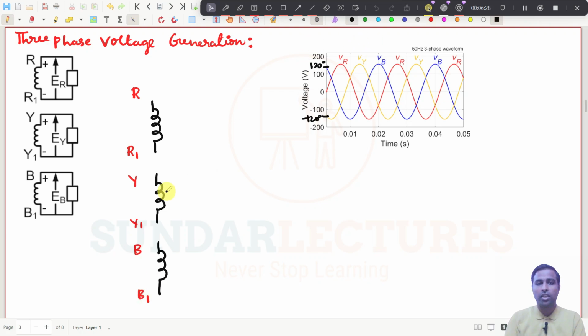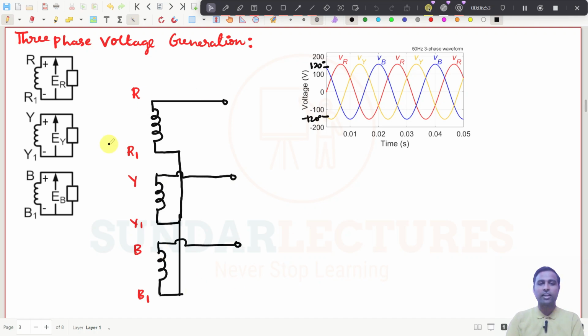What we are going to do here, we are going to connect all R1 with Y1, and then this Y1 will be also connected to B1. And you see we will take output from here. This is R, this is Y, and this will be B. See, this connection, we generally call these kind of connections as star connections. Star connection. Why is it star connection?